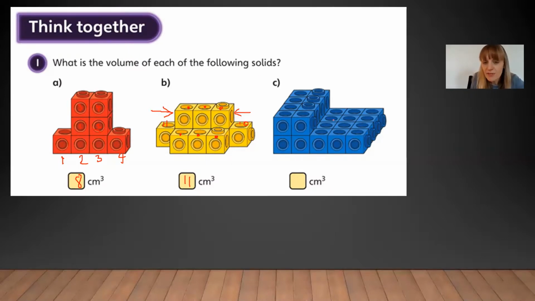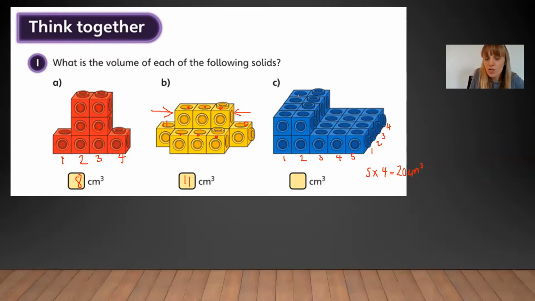Now, finally, then for C, I would separate these in my mind into layers. And let's look at the bottom layer first. So you can see here across the width, we've got 1, 2, 3, 4, 5, and then the depth going back 1, 2, 3, 4 going back. So we've got 5 times 4, which is 20 centimetres cubed across the bottom.